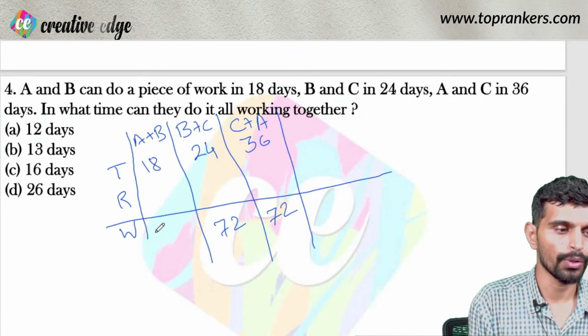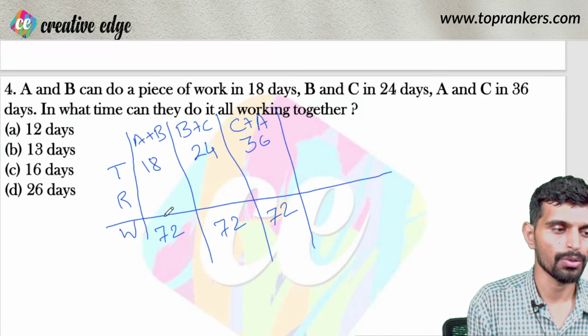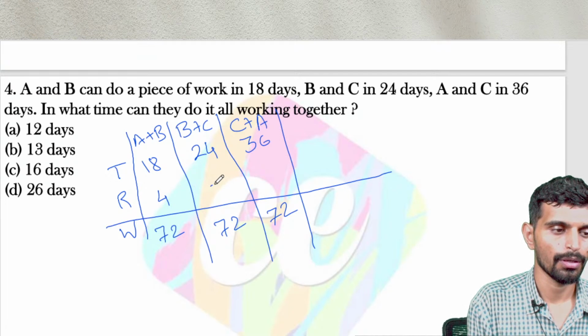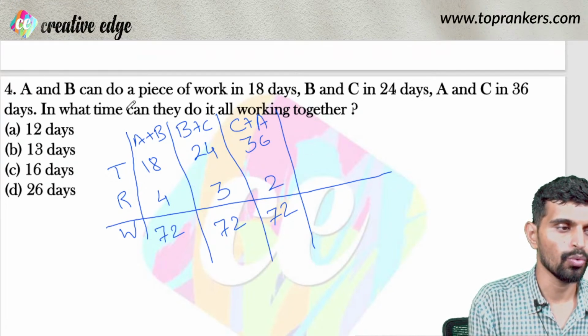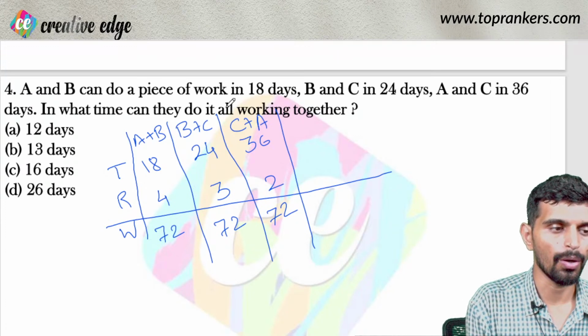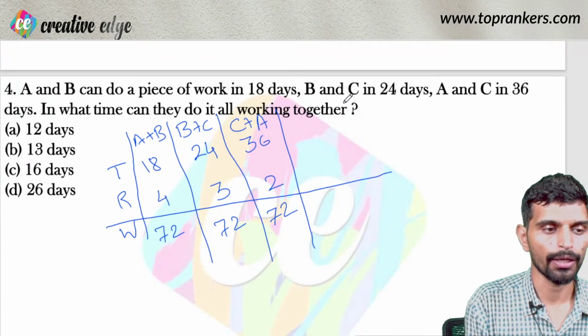18 into 4, 24 into 3, 36 into 2. So the rates of work are 4, 3 and 2 respectively. In what time can they do it all working together?